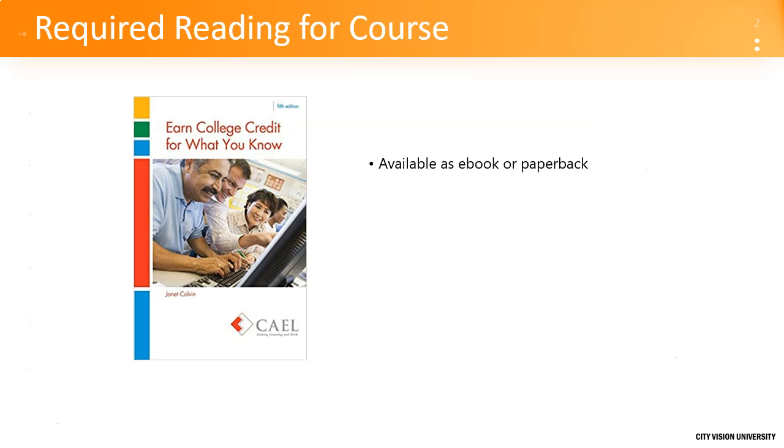So the required book for this course is called Earn College Credit for What You Know. It's by this group called CAEL, and they establish all the standards. So this book corresponds to all the standards of CAEL that our accreditor requires. This is the student book. There's a faculty book, and then there's an administrator book. You can get this book either as an ebook or a paperback.